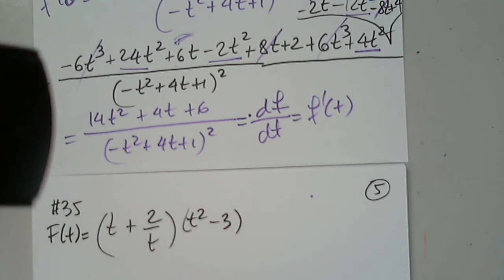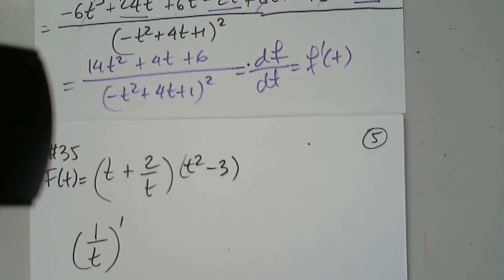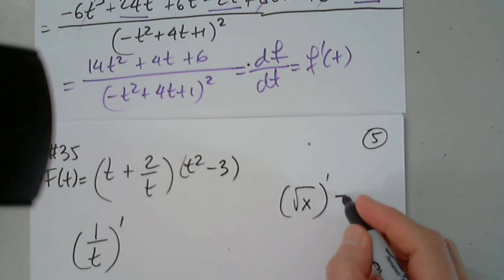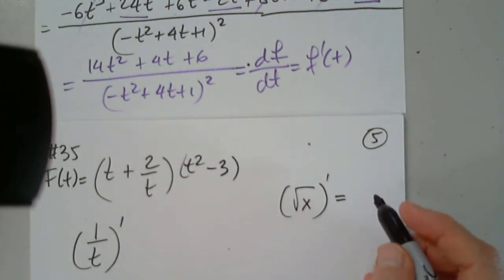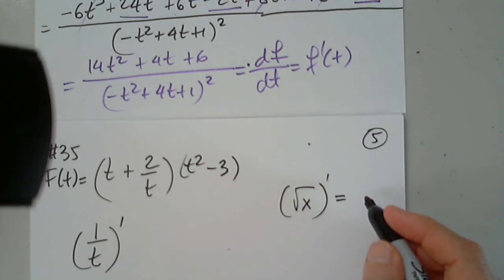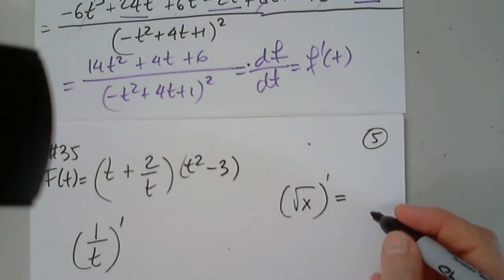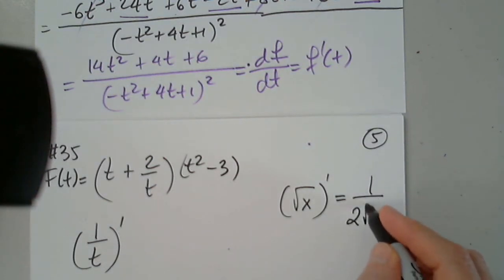Okay. I want to talk a little bit about this 1 over t. 1 over t prime. We already know the square root of x prime. Can anyone remind us what is the square root of x prime equal to? This has to be ingrained. Yes, ready. X to the 1/2. 1 over 2 the square root of x.